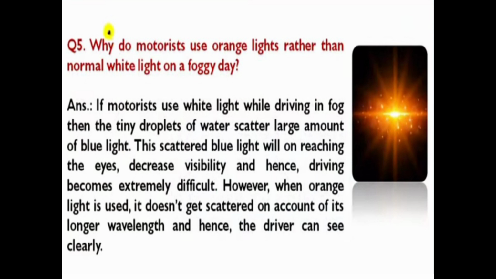However, when orange light is used, it does not get scattered on account of its longer wavelength. Due to its longer wavelength, orange light is not scattered as much as blue light. As compared to blue light, orange light does not scatter that much. So that's why the driver can see that orange light clearly, and it is safe for driving.